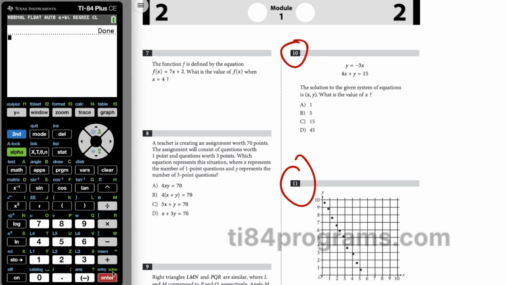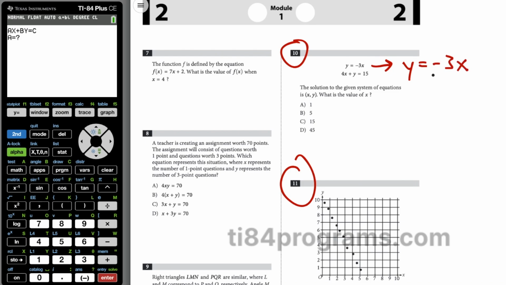So it's a system of 2 equations. So for that, we're going to go to algebra equations, and then system of 2 equations, option number 1. And then we're going to have to do a little bit of work here. So this first one is not quite what we want. We have y equals negative 3x. To get it into a proper system of equations, we want to make sure it's ax plus by equals c. So I'm going to add 3x to both sides. So we get 3x plus y equals 0.